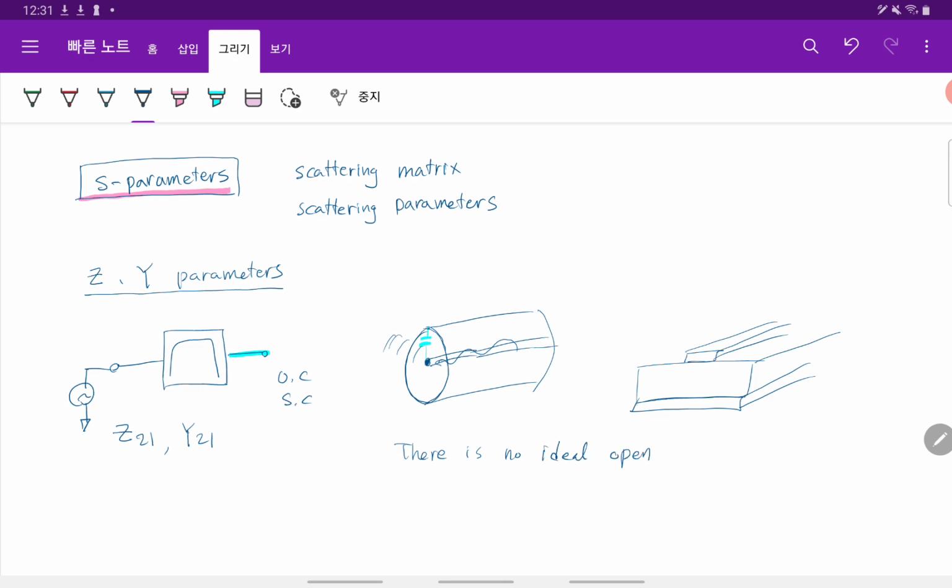So there is no ideal open. And let's think about a short circuit: the signal line and the ground are connected, so the transmission line is shorted. But even though we short it, it is not completely short, because this kind of physical connection will make some inductance. So there is no ideal open and short in RF or microwave frequency.